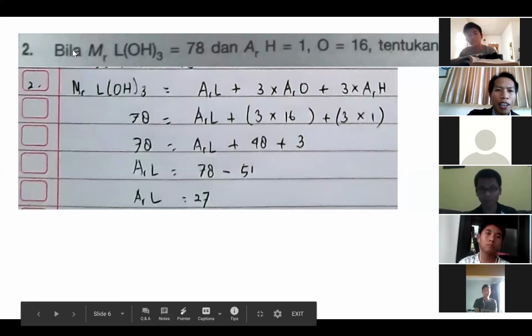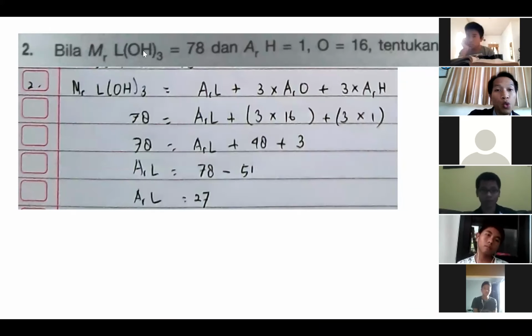If the relative molecular mass of LOH3 is equal to 78, and the relative atomic mass of hydrogen is given as 1, which you can also get from the periodic table, and the relative atomic mass of oxygen is 16, find the relative atomic mass of L. L is unknown. This is an unknown substance. We don't have a substance with the symbol L. L is an unknown substance. So we're going to find L.